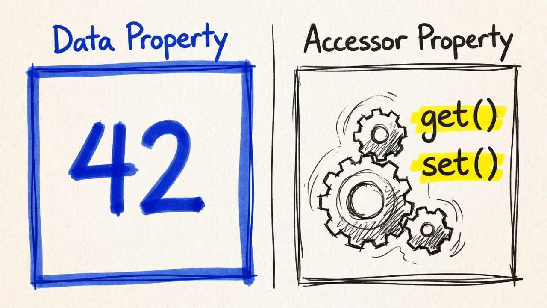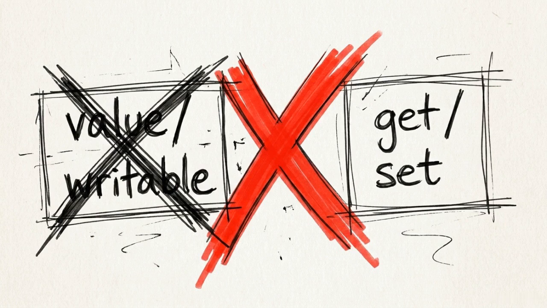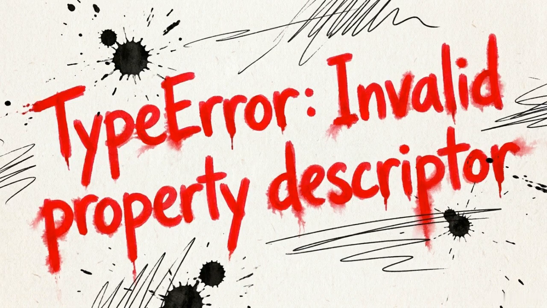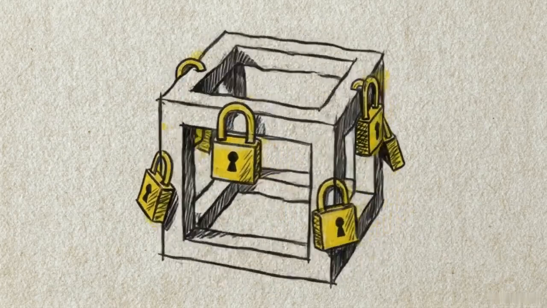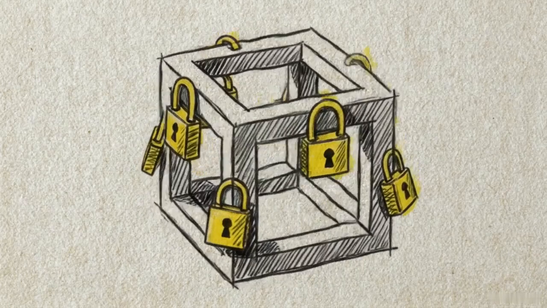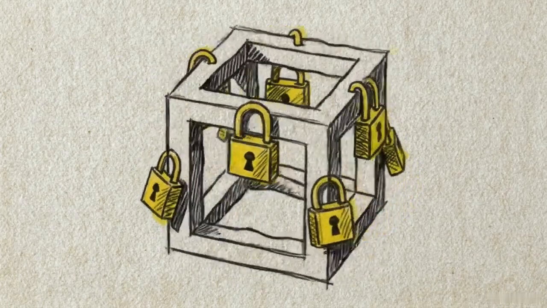These are data properties, which hold actual values. Accessor properties operate differently, utilizing internal get and set functions to compute values on the fly. Strict engine rule: a property descriptor cannot possess value or writable attributes if a getter or setter is defined. Attempting to mix them will throw an error. Every JavaScript object functions as a configurable logic container, deeply governed by these internal permission flags at the engine level.